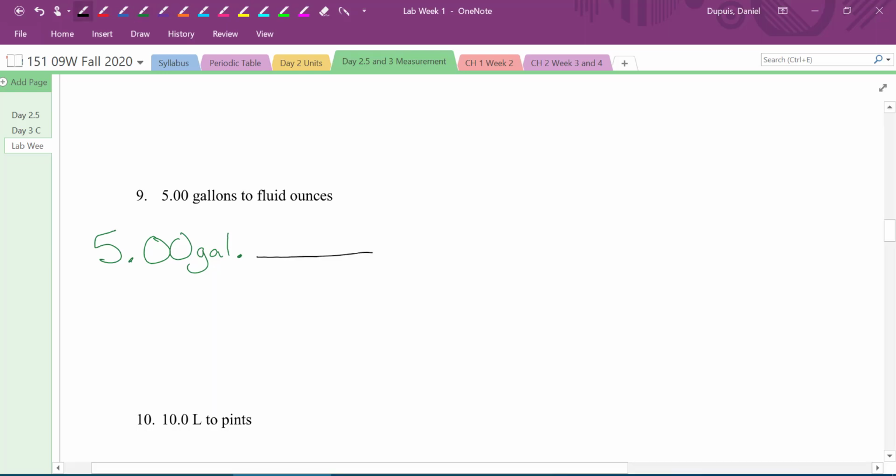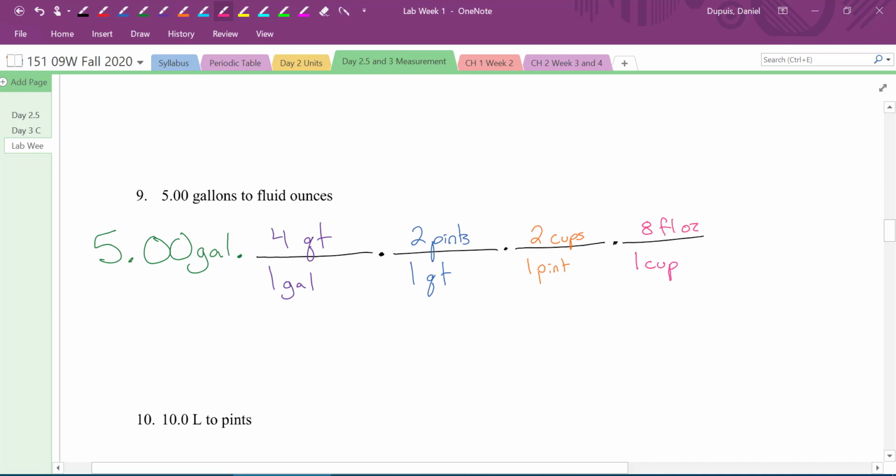All right. So, not that many people know gallons to ounces. So 1 gallon happens to be 4 quarts. And 1 quart happens to be 2 pints. 1 pint happens to be 2 cups. And I haven't used this color. 1 cup happens to be 8 fluid ounces. So if we do that, I get 640 fluid ounces. All right, so that, if you look at that, you get 8 and 8, you get 128 ounces in a gallon.